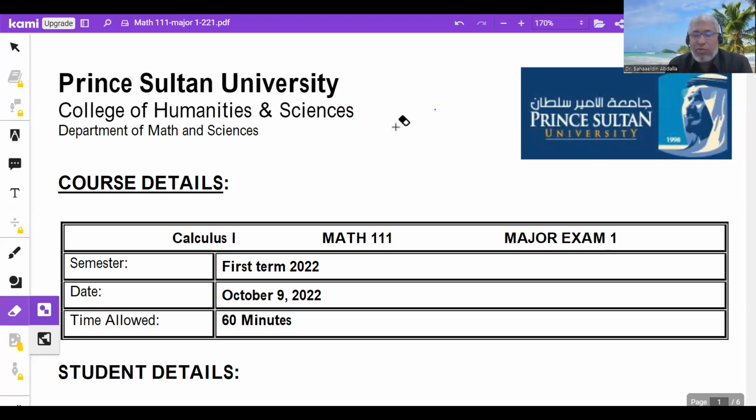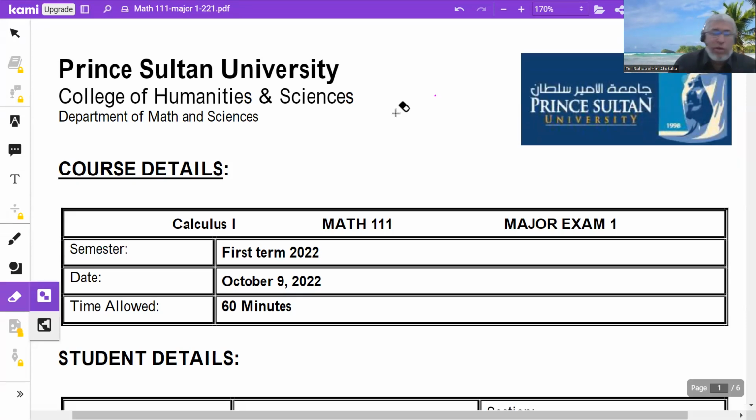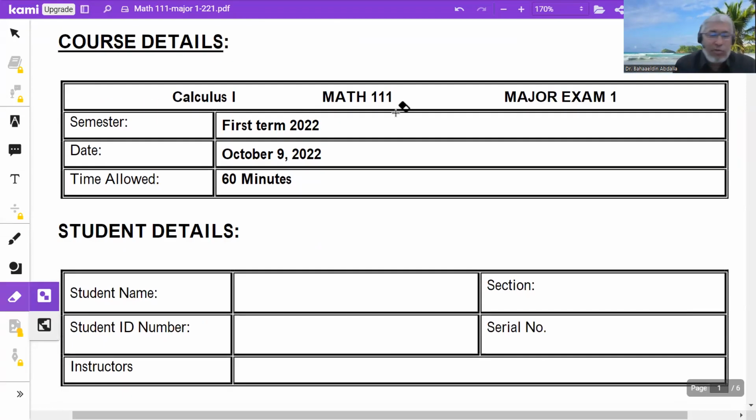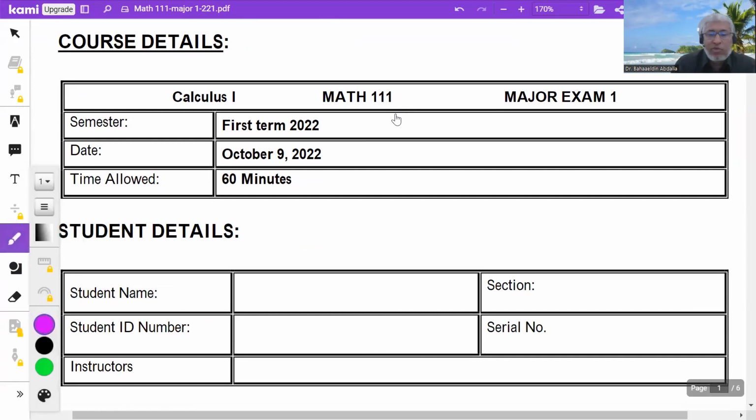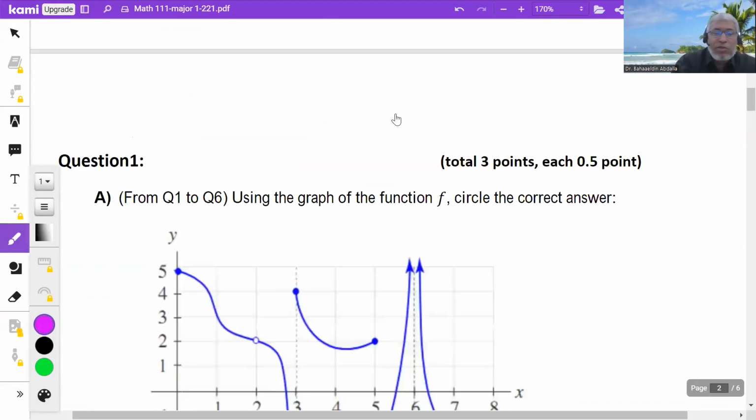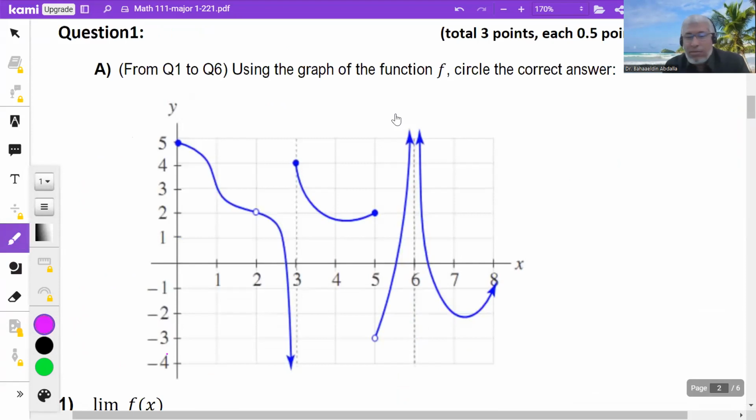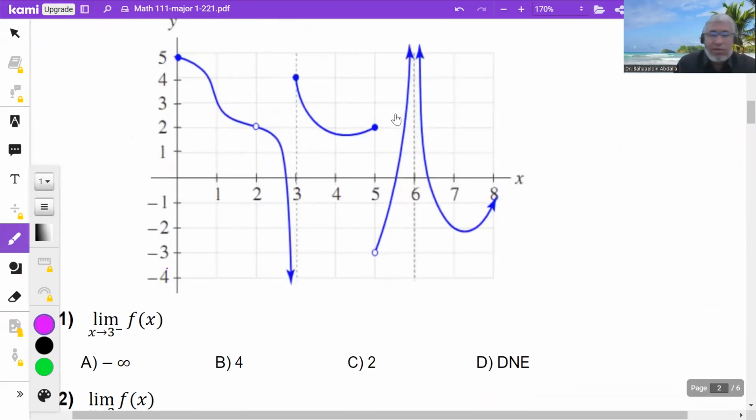This is Major 1 Calculus 1 Term 221. Let us have a look at the major and try to solve it together. So the first question, a graph is given and certain questions are asked.